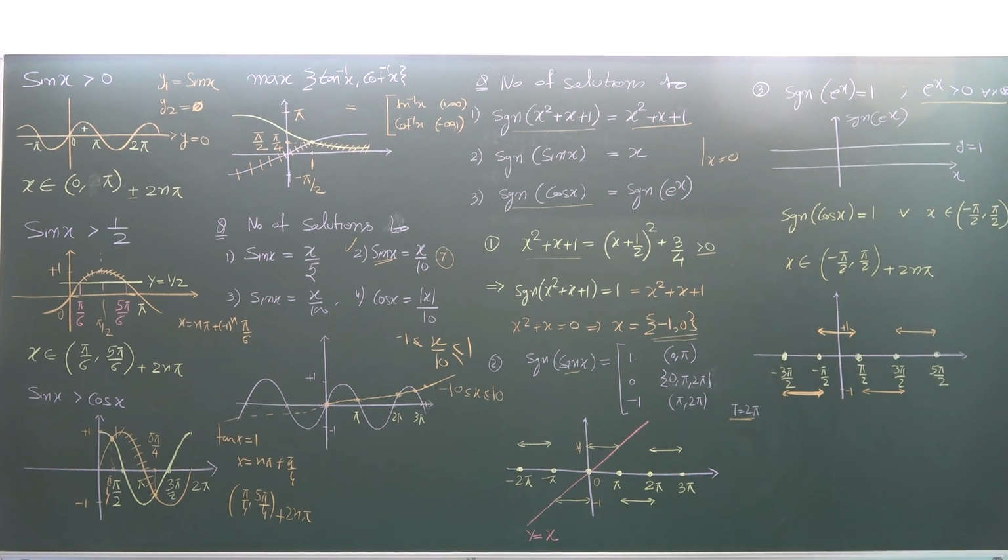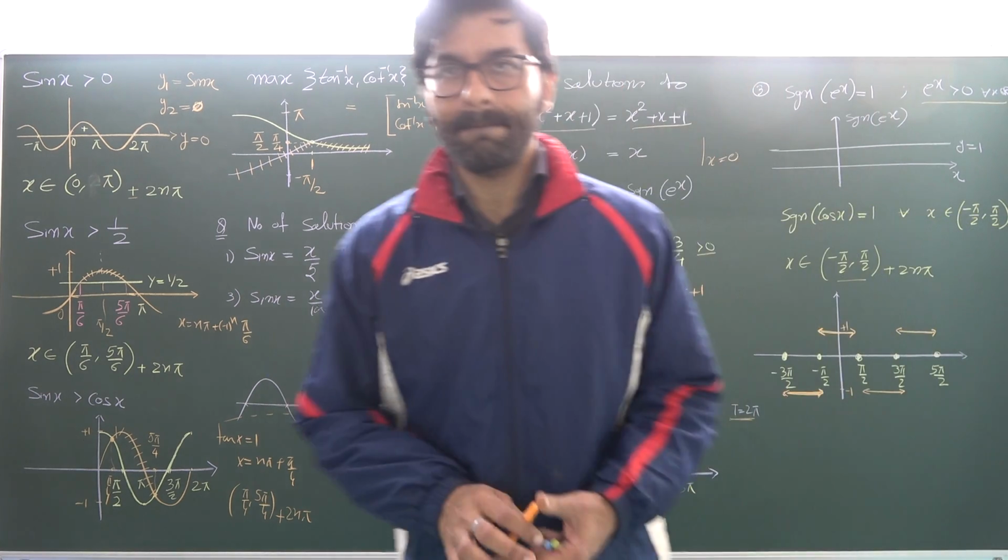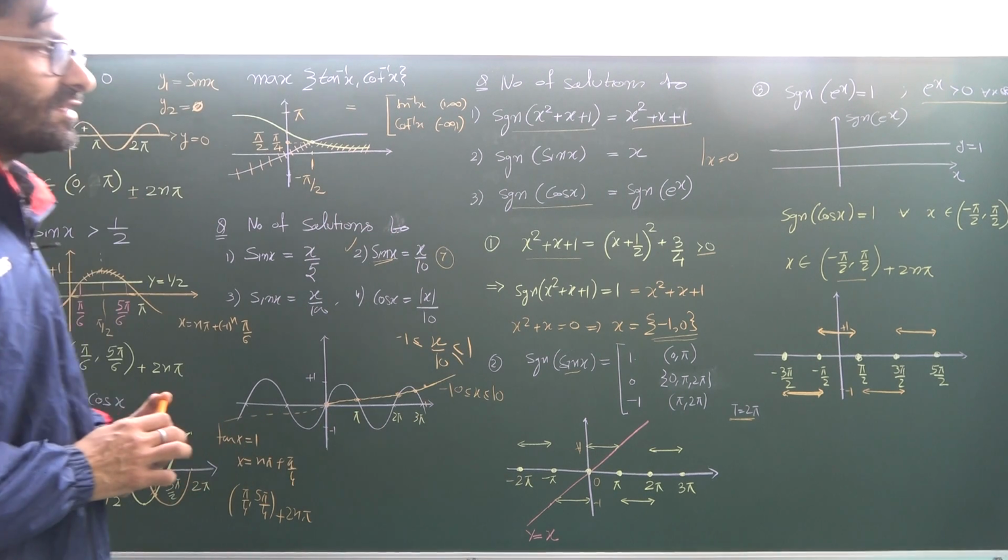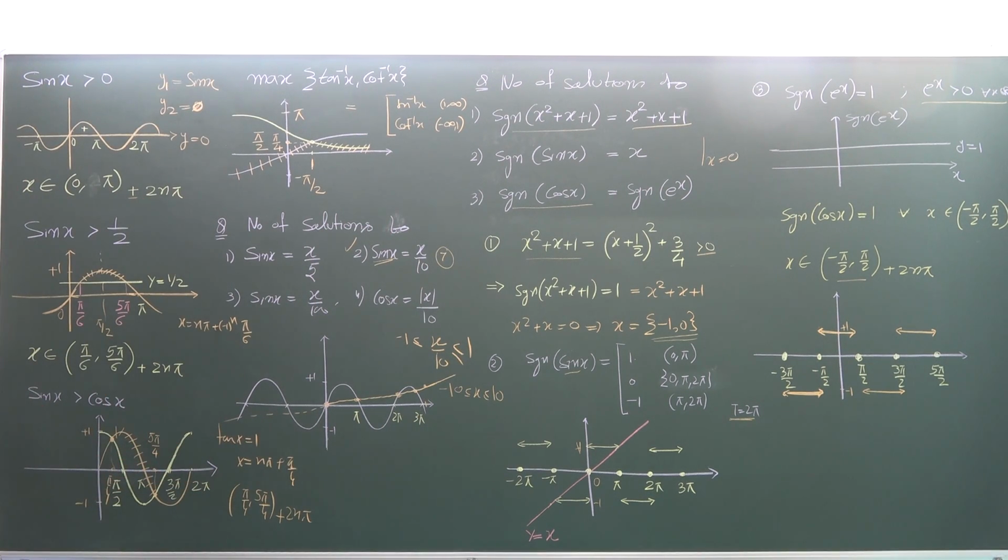Solution lies whenever this part is positive, minus pi by 2 to pi by 2, and then the period of cos x is 2 pi, which means 2n pi. I hope this is sufficient for you to understand how we actually solve these questions, and the rest of the things in my next video.